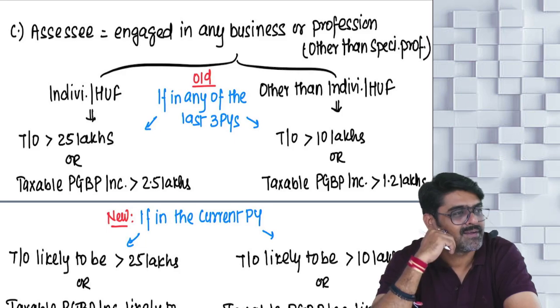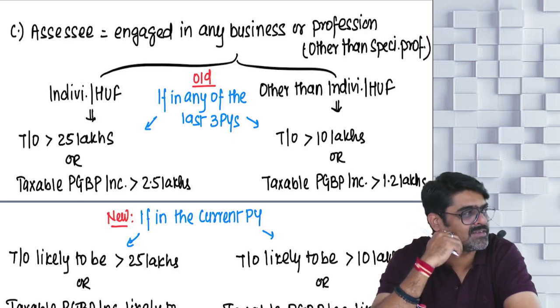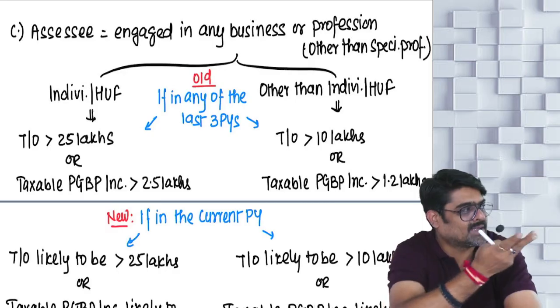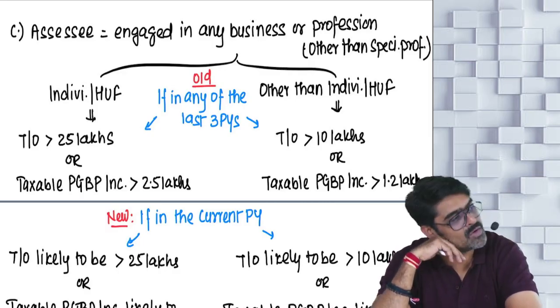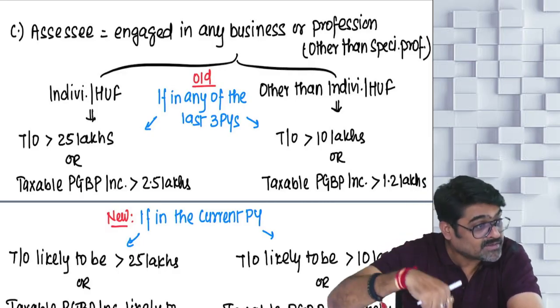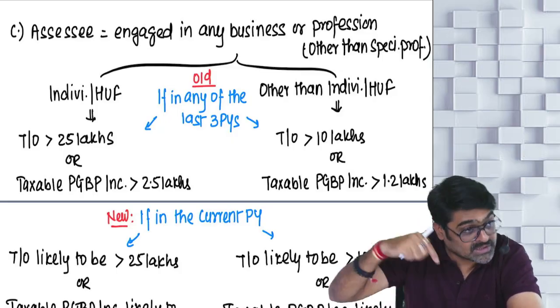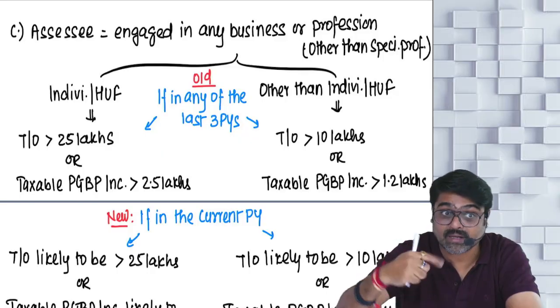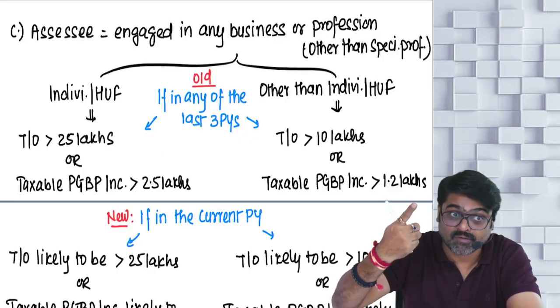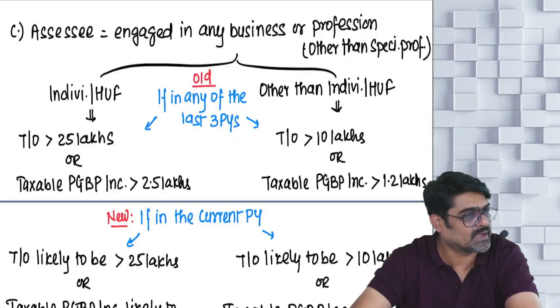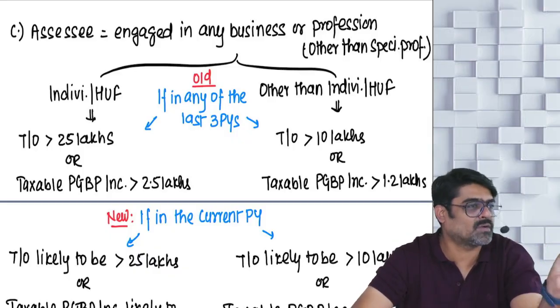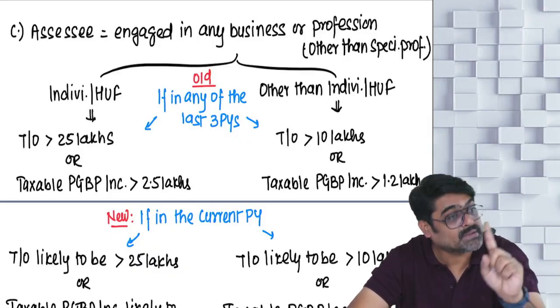Sir, my business, my profession is new. 3 years are not yet gone. No problem. This year also, if the turnover is likely to be more than 25 lakhs, or your taxable PGBP income is likely to be more than 2,50,000, then also you are going to compulsorily maintain. Now this limit of turnover 25 lakhs will become 10 lakhs.